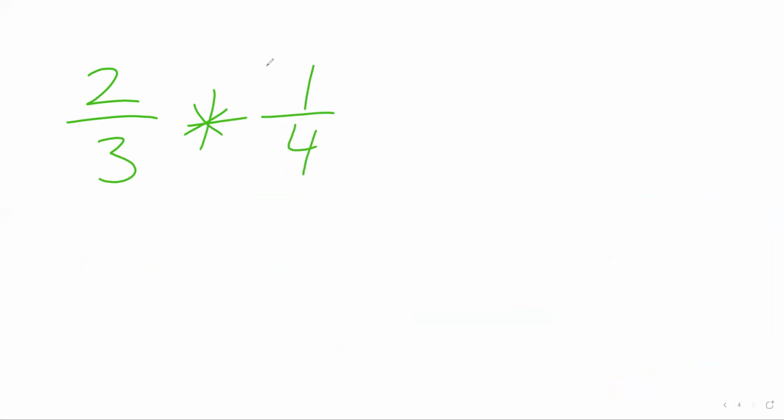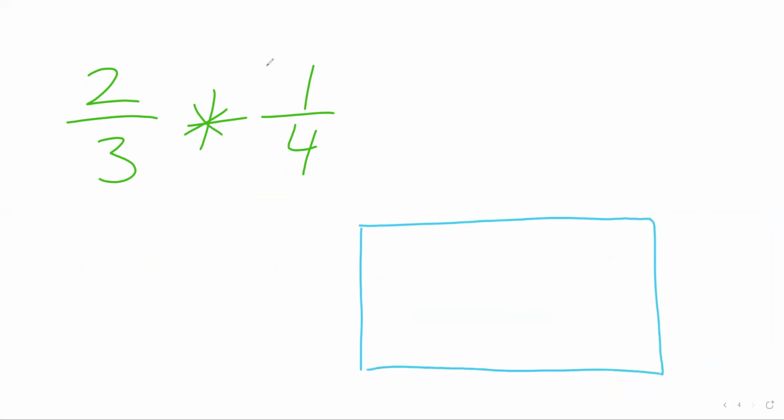So here we go, 2/3 times 1/4. So what does this mean? Okay, well, let's start with our model, right? We know we're going to create this array that has rows and columns, but then how do we really think about what we know about fractions and what this looks like?